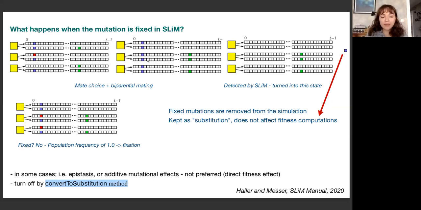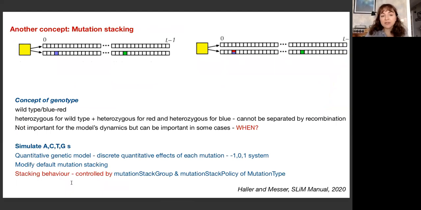If you have an idea about the basic behavior of the program, then you can just go to the menu and search for it. If you don't remember how to turn off the conversion to substitution method, you can just search the menu and you can find it. But the idea is that you need to know what to do in each scenario.